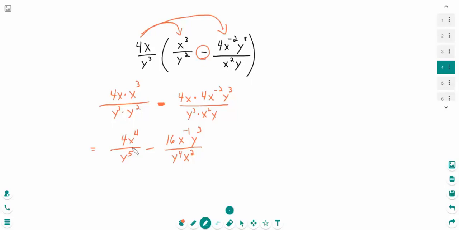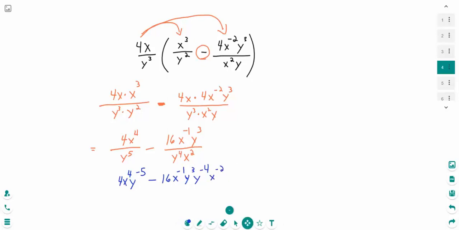Now we can take this one step further and use what we've learned in the previous part of this lesson. Let's move everything up into the numerator. So if we move it up into the numerator, we have 4x to the fourth times y to the negative fifth, and then we have minus, and we still have that coefficient 16. We have all of this numerator, x to the negative 1, y to the third. And then we move this guy up, we have now y to the negative 4, right? This y to the fourth gets moved up. X squared gets moved up, becomes x to the negative 2.